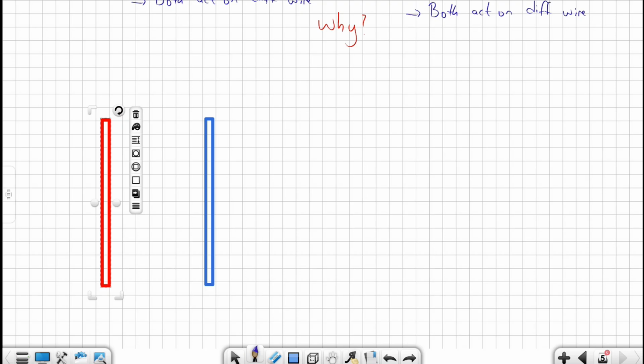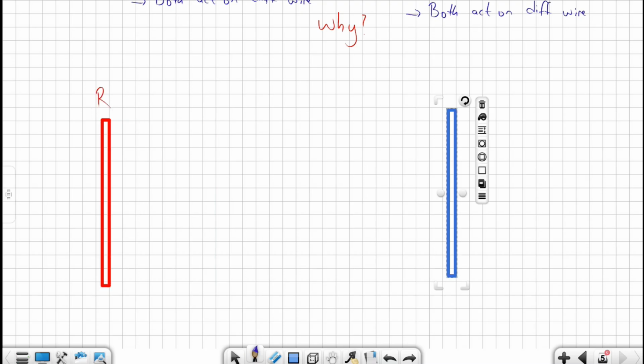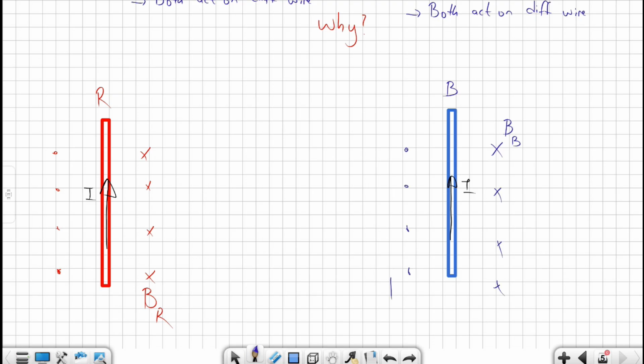Let's explain that one. Let us have two wires again, one that is red and the other one that is blue. And each one is carrying a current out of the page, so the currents are in the same direction. The red wire has a magnetic field around it. So at the right side of the red wire, the magnetic field is into the page. At the left side, the magnetic field would be out of the page. For the blue wire, the magnetic field, again, at the right side will be into the page, and at the left side, it would be out of the page.